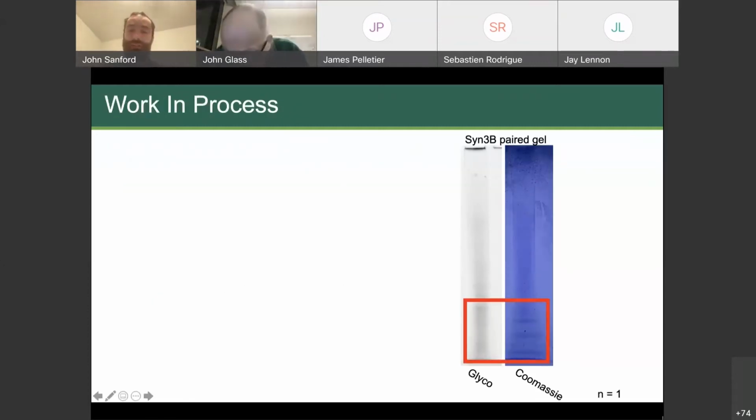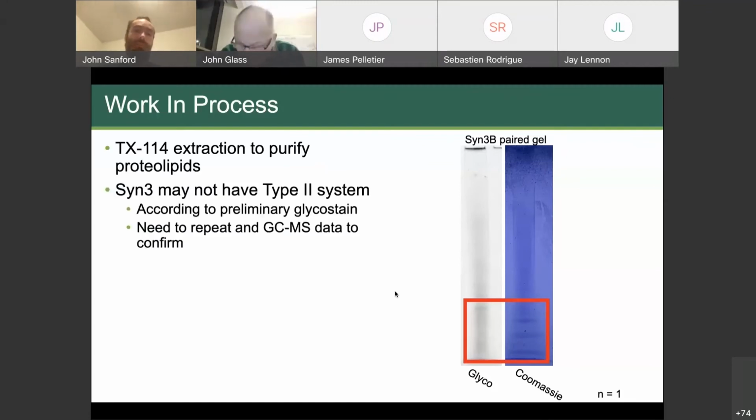I will emphasize that this is very preliminary data. Once this workshop ends, I'll probably be running to do some repeats on this and clean it up a bit more. Currently in progress, we're following a protocol published by Kim Weiss, using Triton X-114 extraction to purify out these proteolipids. As I mentioned, this is very preliminary data, but we're hoping that Synth 3 doesn't have this type 2 system. Obviously, I need to get more repeats of this, clean it up, and then we'll try to characterize it further.